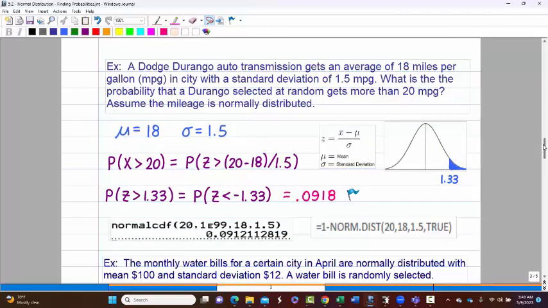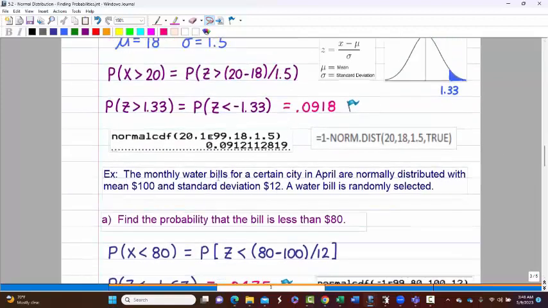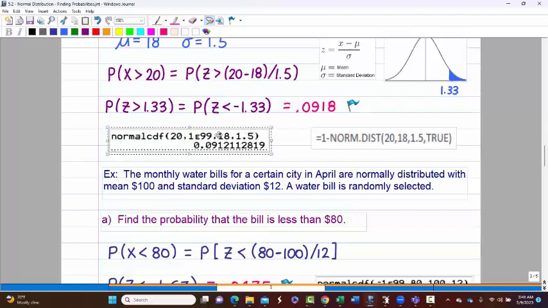All right, a Dodge Durango with automatic transmission gets an average of 18 miles per gallon in the city with a standard deviation of 1.5 miles per gallon. What is the probability that a Durango selected at random gets more than 20 miles per gallon? Assume the mileage is normally distributed. Okay, so we'll skip converting it to Z and using the chart, and I'll jump right down here.